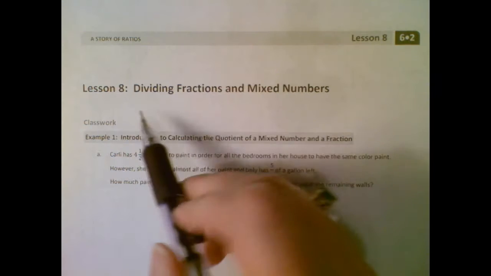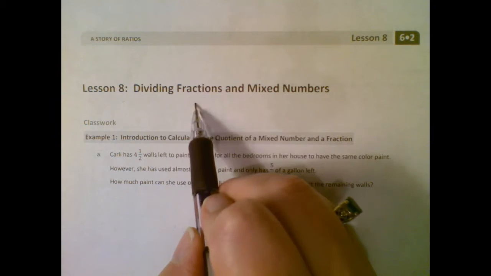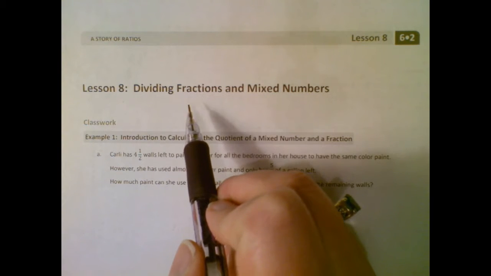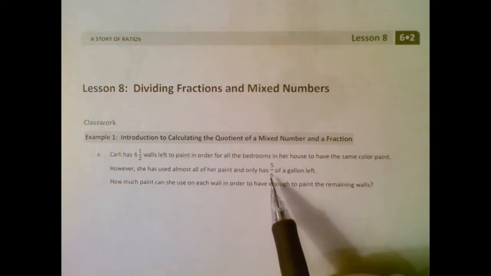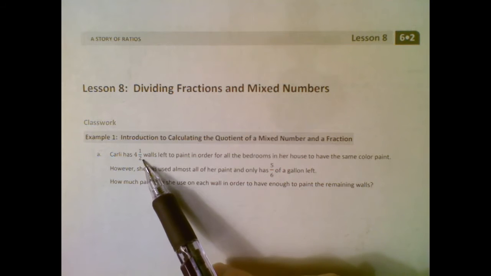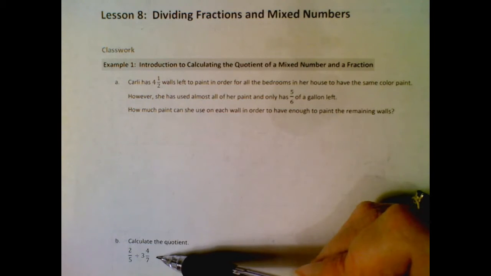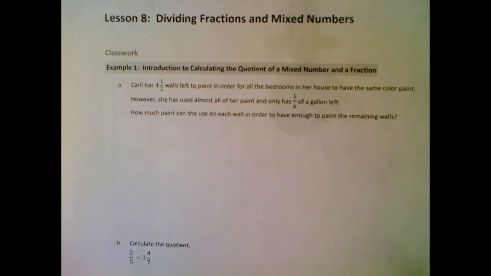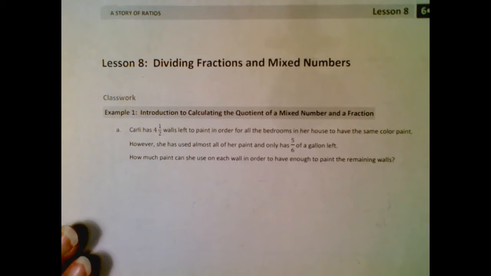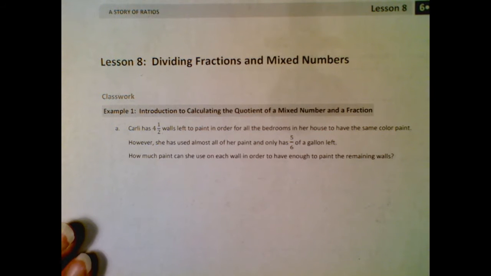Module 2, Lesson 8. We're dividing fractions, and this time we're working with mixed numbers. There it is, 4 1/2, and down here, 3 4/7. When we divide with mixed numbers, we need to make them into an improper fraction, a fraction that's greater than 1, before we start breaking it into groups.